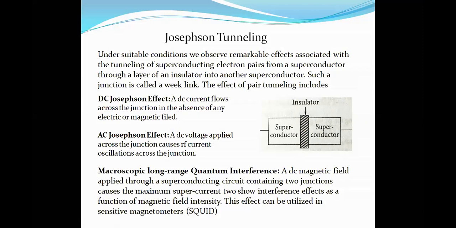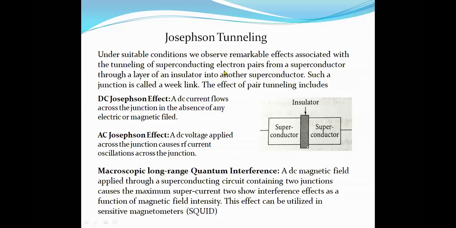So first, I will talk about the Josephson effect, and there are two kinds of this: the DC Josephson effect and the AC Josephson effect. And associated with this, there is a macroscopic long-range quantum interference. This has a very interesting application nowadays when we work with nanomaterials.